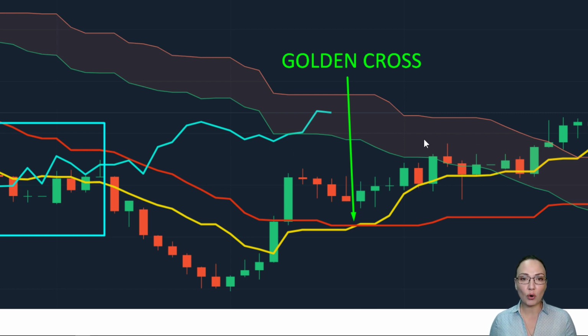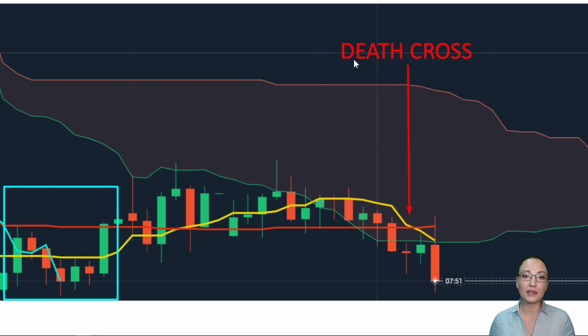The TK cross to the bottom is also called the death cross. When the faster line, yellow, crosses the slower line, red, from top to bottom, we have a sell signal. Same story, if the price is below the cloud, we have a strong sell signal. Otherwise, you may wait for the price to cross the cloud to the downside before entering short positions.